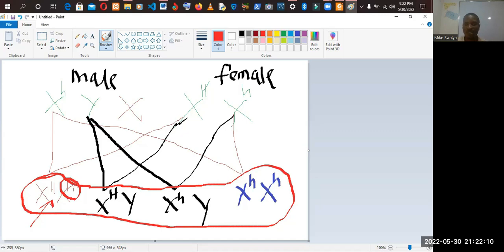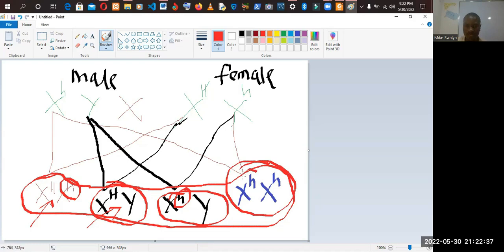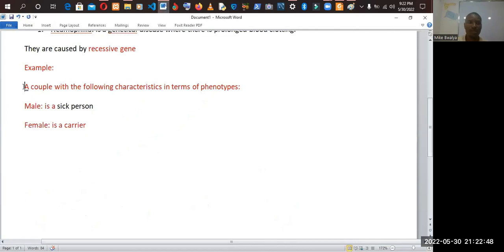So this one is normal but carrier, and then this one is female, male normal. Okay, so this one is male normal, and then this one is also male sick. Because sickness is determined by small letter h, and then this one is female sick, because you can see small h, they determine now those sickness. Okay, so this is how you can answer the question about this couple.